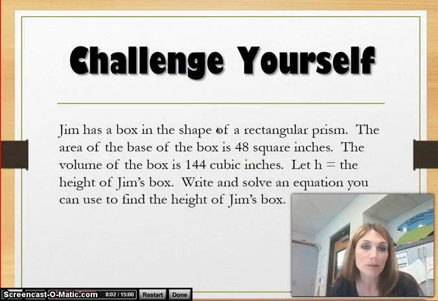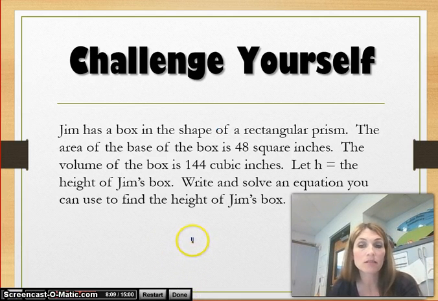Here's our challenge problem. Jim has a box in the shape of a rectangular prism. The area of the base of the box is 48 square inches. The volume of the box is 144 cubic inches. Let H equal the height of Jim's box.